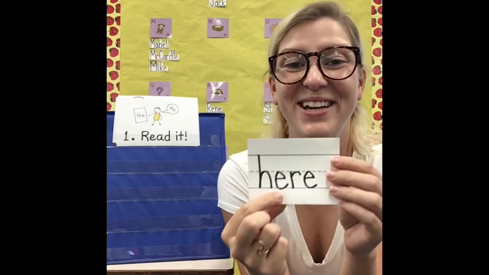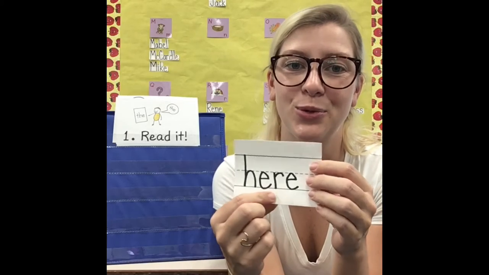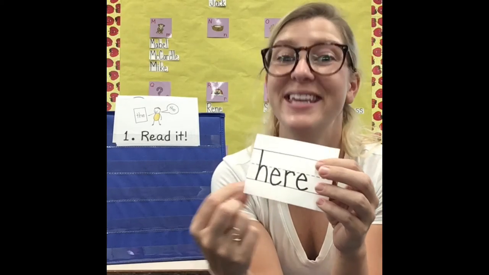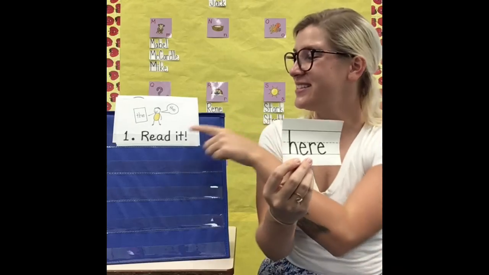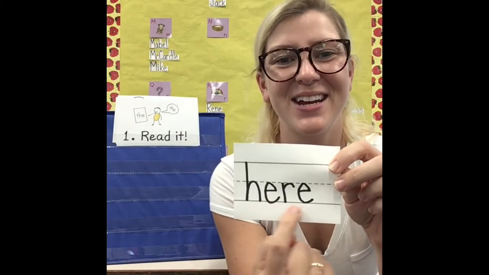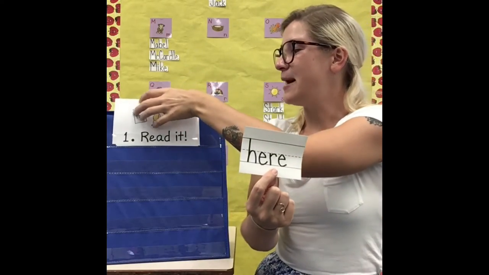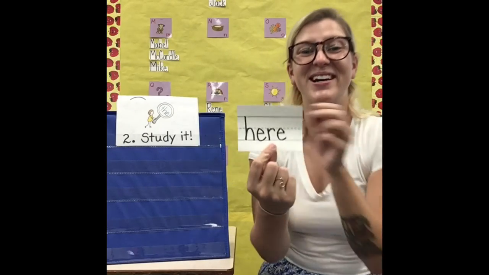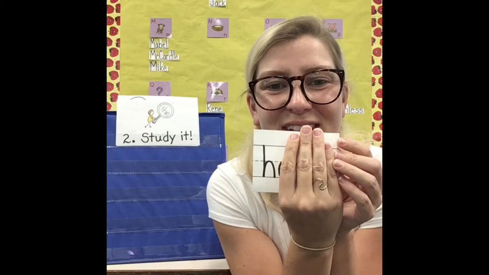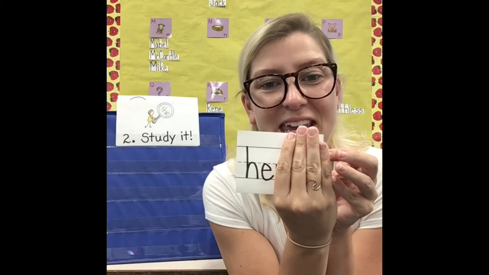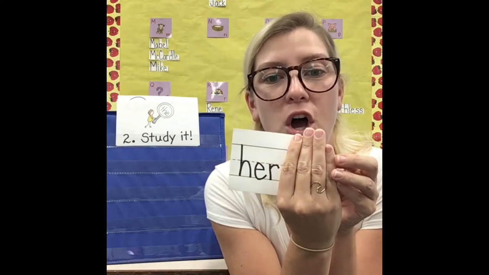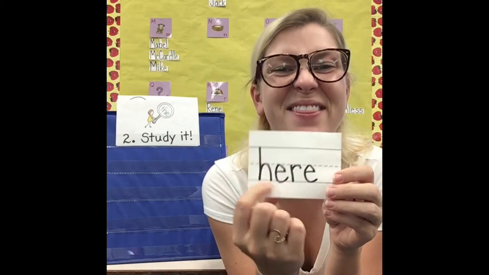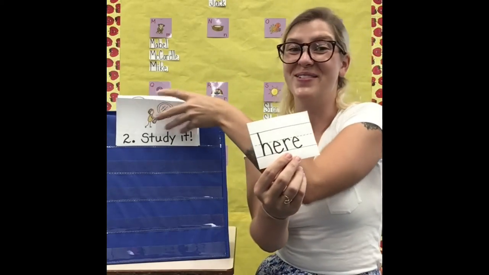This is the word here, like I am here at school. You might say I am here at home. Step 1 is to read it. Read it with me. Here. Step 2 is to study the word. I see a tall H. I see a small E, a small R, and another small E. There are 2 E's. There's 1 tall letter and 3 small letters. That's what I noticed about the word here when we studied it.